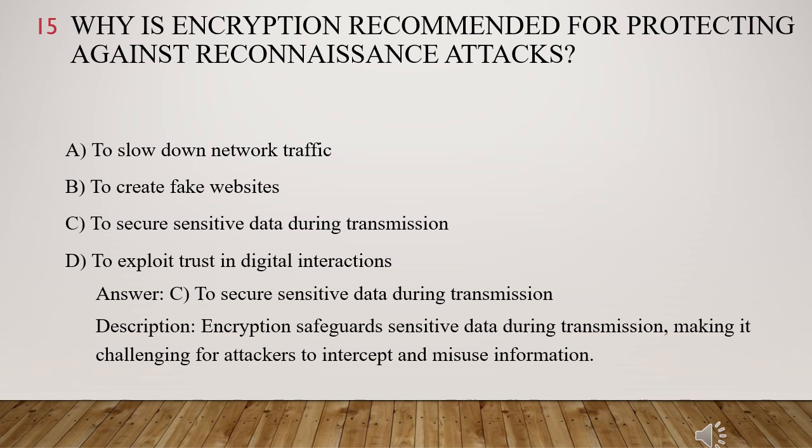Encryption, in the context of reconnaissance attacks, works by transforming readable data into an unreadable format using a secret key. This makes it impossible for attackers who intercept the data to understand its meaning, even if they manage to capture it through techniques like packet sniffing or man-in-the-middle attacks. By encrypting sensitive information during transmission, organizations can significantly reduce the effectiveness of reconnaissance efforts. Attackers might still be able to gather some basic information about the data, for example, its size, origin, destination, but the actual content remains protected.